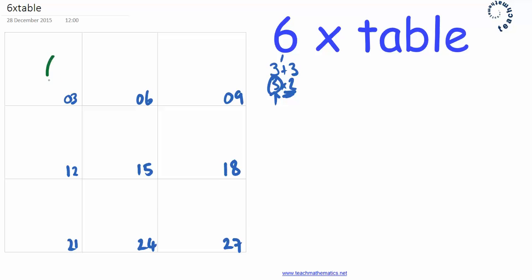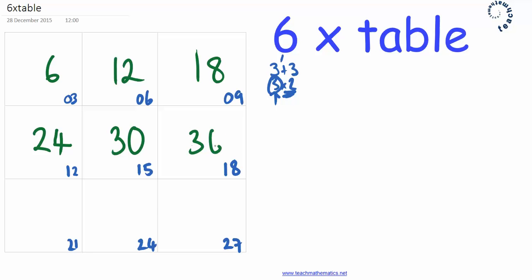3 doubled is 6. If you double 6, you get 12. If you double 9, you get 18. Double 12 is 24. If you can't remember how to double numbers, there's a video on it at the end of this one, at the end of the playlist. And once we've doubled all of the 3 times tables, we have the 6 times table.